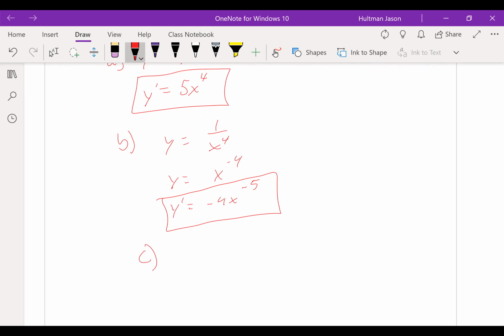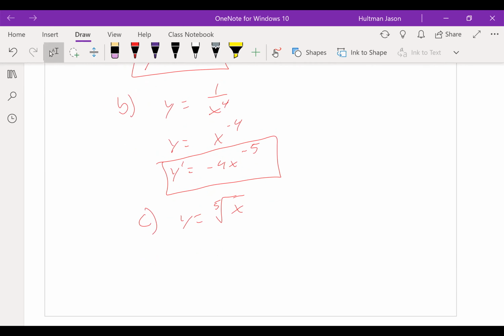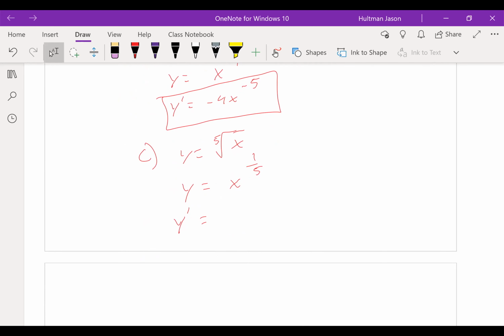Okay, C. y equals the fifth root of x. Let's see what this looks like. This is y equals x to the 1/5 power. So what's y prime going to be equal to? Well, y prime is going to be equal to 1/5 x to the 1/5 minus 1. So that is equal to 1/5 times x to the negative 4/5.